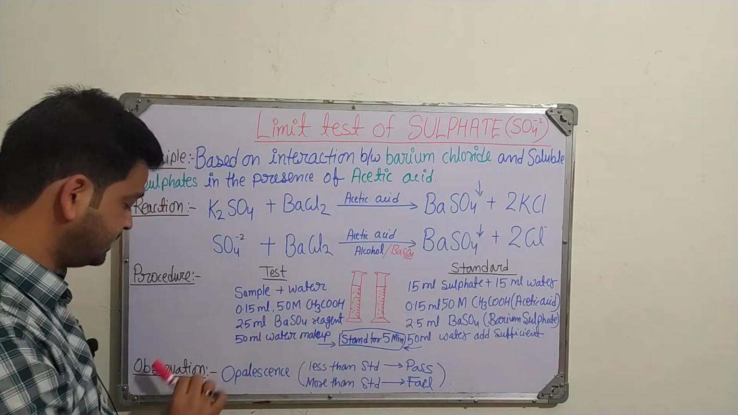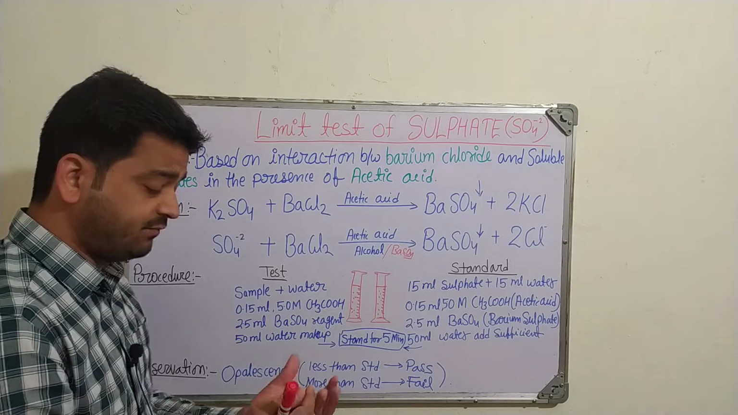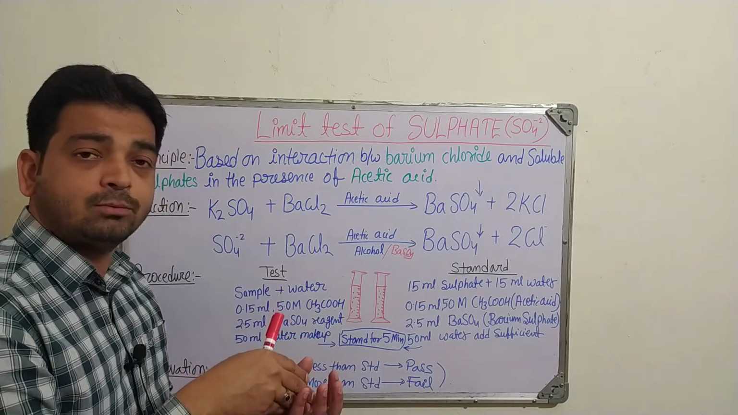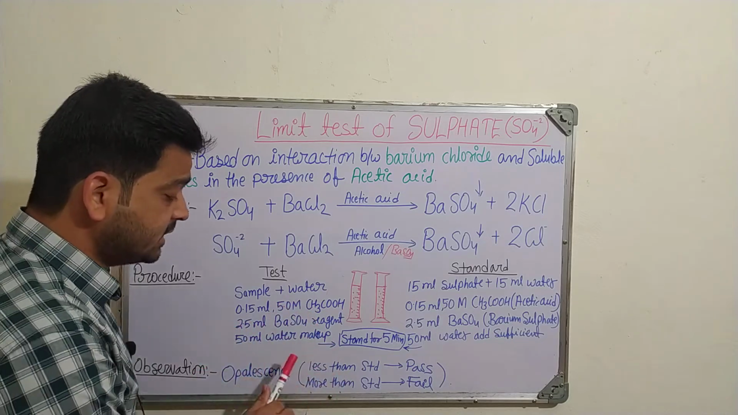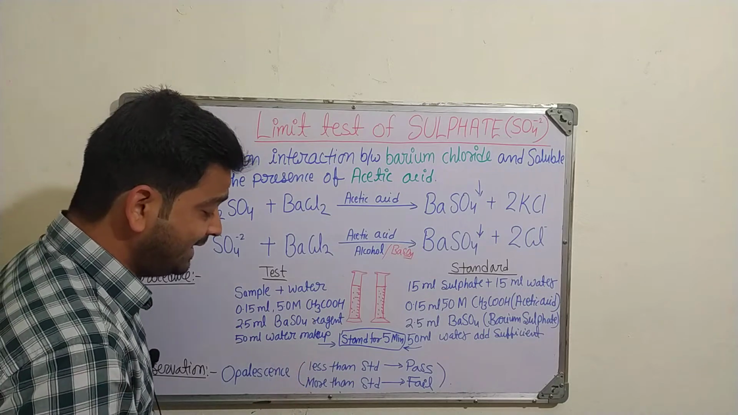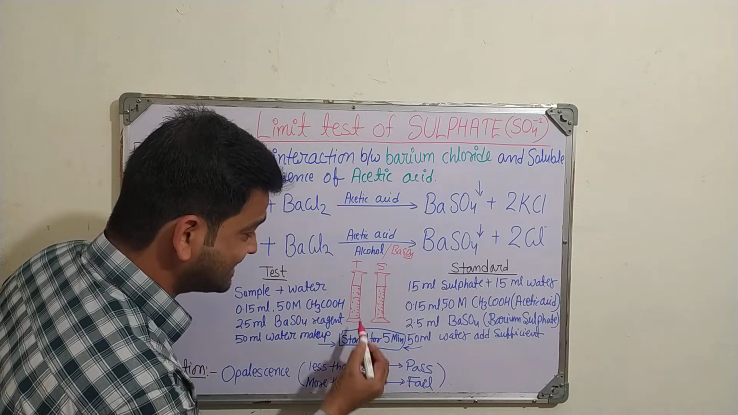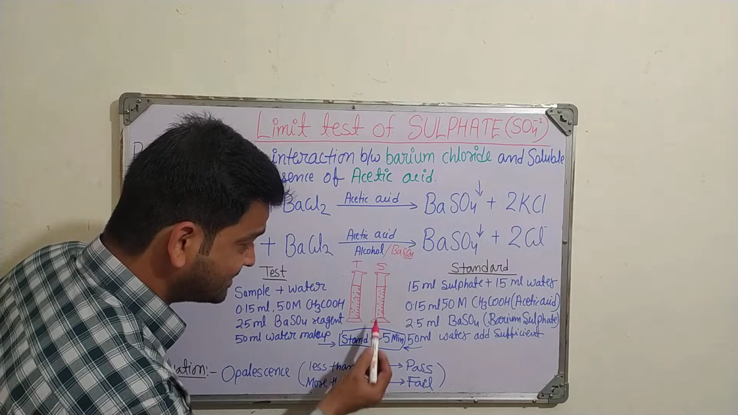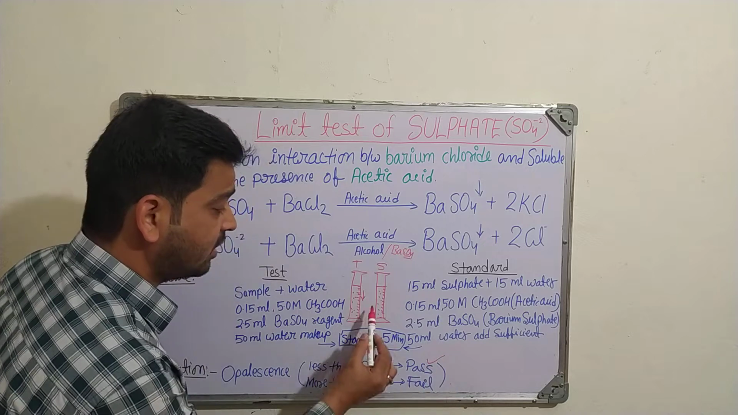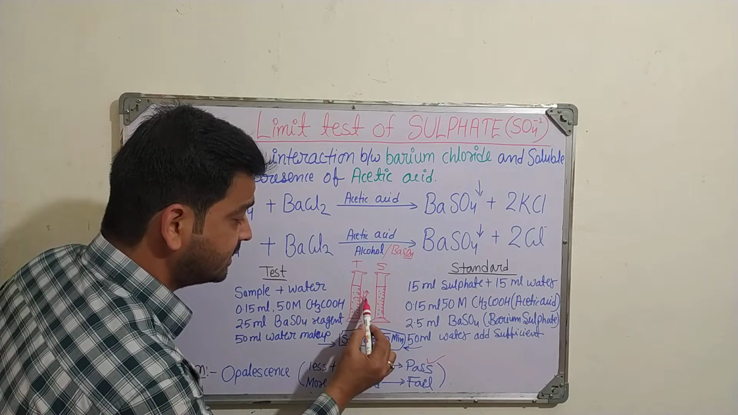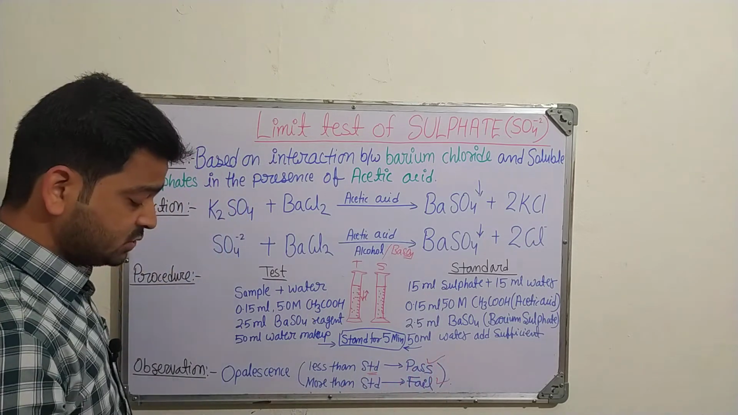Then what we are going to observe is opalescence, as I told in the chloride case also. If you add milk to some water, whatever kind of turbidity you get is called opalescence. So how will you observe here? This is the test, this is the standard. If the opalescence or turbidity of the test is less than the standard, it is passing the limit test. If it is more than the standard, it is failing the limit test. So this is the thing.